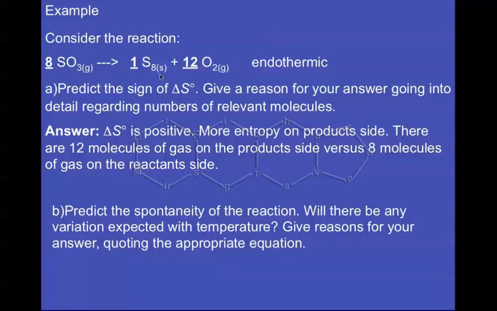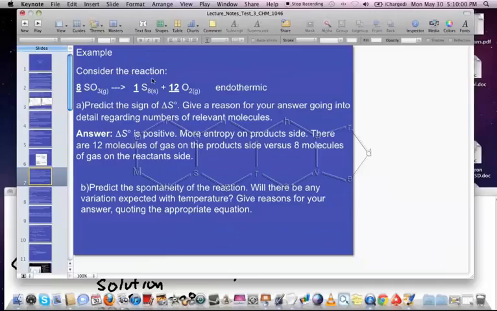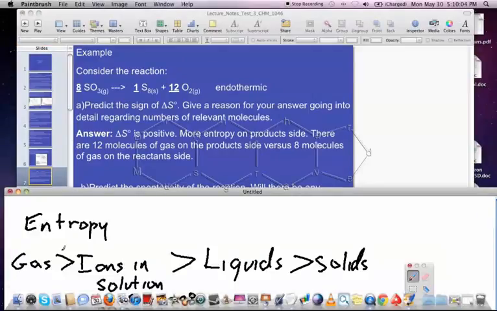And what we'll look at here is, first of all, we know that there's a relationship between entropy of gases, ions in solutions, liquids and solids. Gases the most, ions in solution are second, then liquids and then solids. Please go back to the entropy mini lecture for more information on that one.